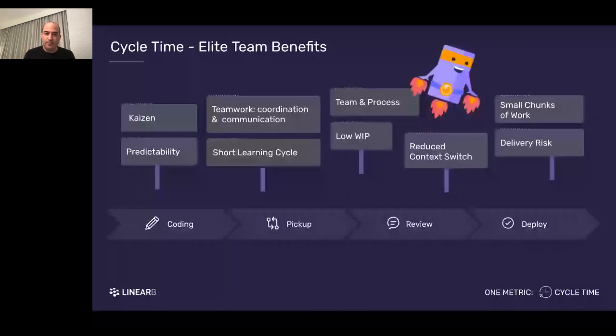So what happens when you master cycle time, and when you drive down to the best of your abilities each of the segments and the overall cycle time in your team? What are the kind of benefits that elite teams get from driving this metric down? And this is why this metric is so important, because it really captures the entire process.